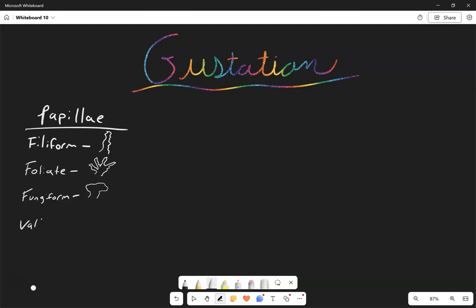And then you have what we call vallate papillae, and they're surrounded by a thick wall. So think of something more trapezoid shaped, like so. The difference between fungiform and vallate can be a little bit difficult, so think about the thick wall that surrounds the vallate.